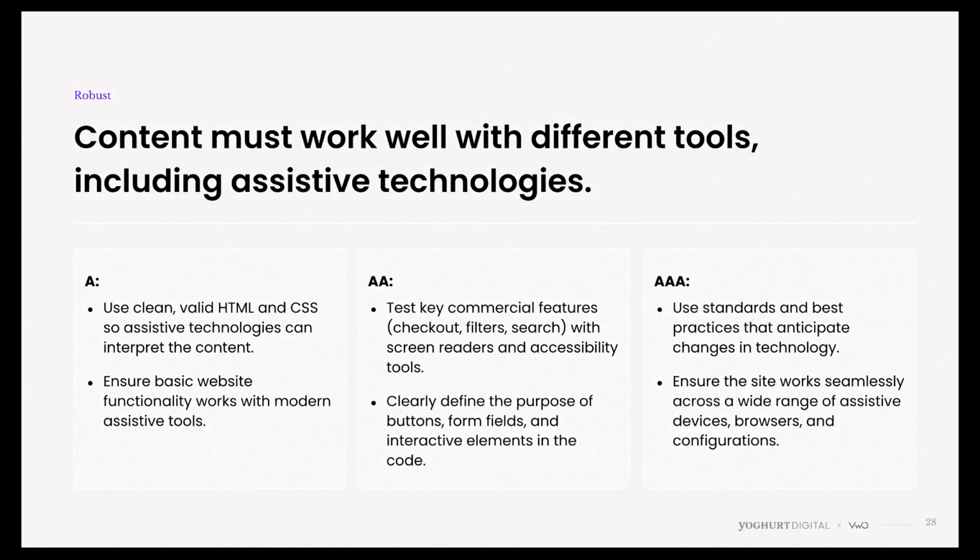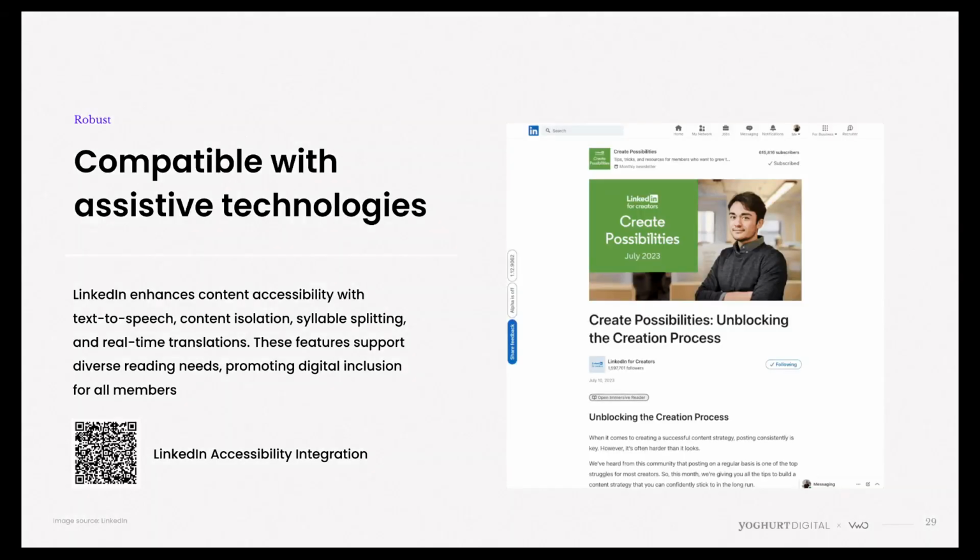And the last principle, robust. So this one's more technical than visual, but it's just as important. At the basic level, your website should be compatible with assistive tools like screen readers, voice navigation, and keyboard-only browsing. And at the high level, it's about future-proofing, building your website to adapt to assistive technologies as they evolve indefinitely.